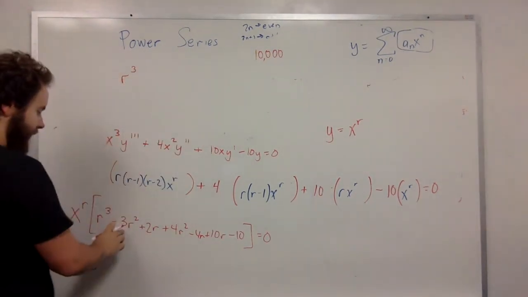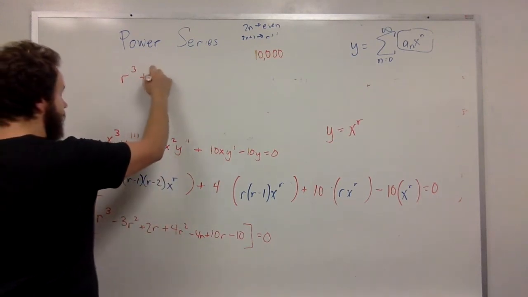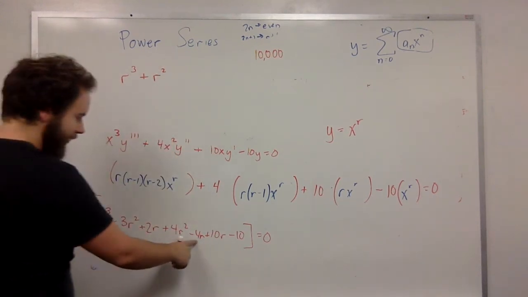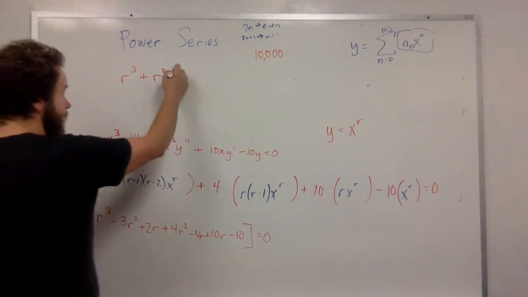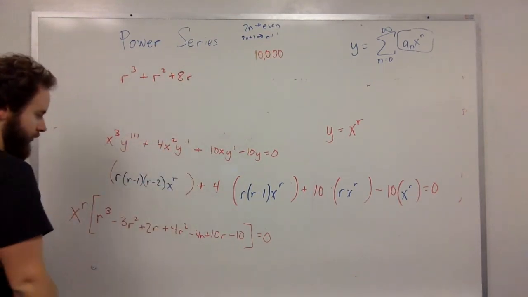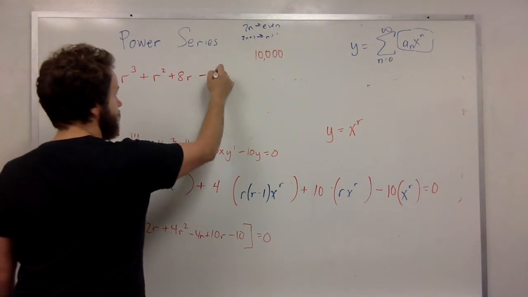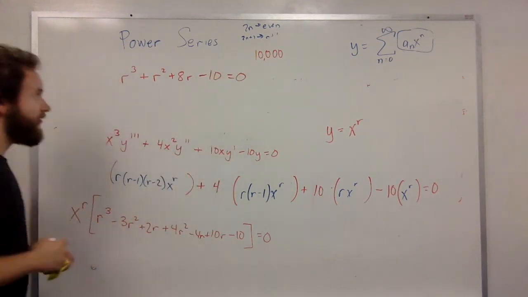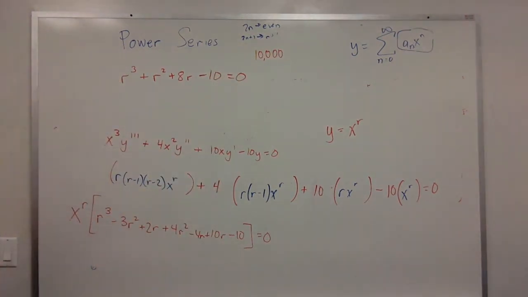R cubed, we've got a minus 3r squared and a plus 4r squared, so we've got plus r squared. We've got a plus 2r, a minus 4r, and a plus 10r, so that would be plus 8r, I believe. And then we have a minus 10 equals 0. For what values of r, I should say, is r cubed plus r squared plus 8r minus 10 equals 0?